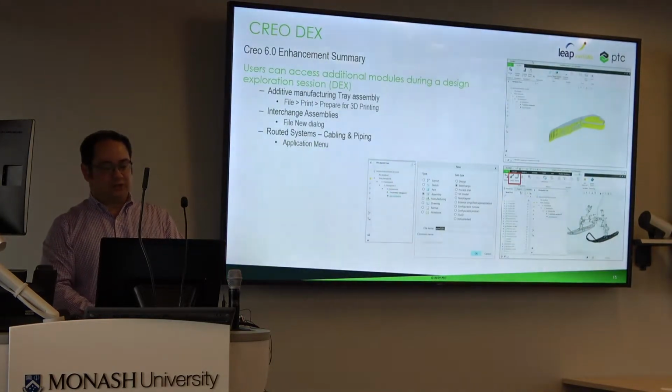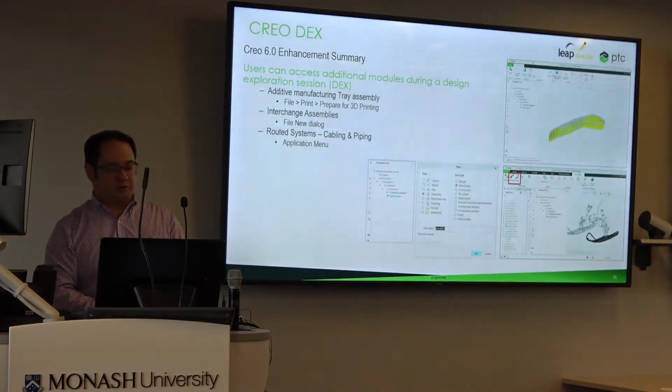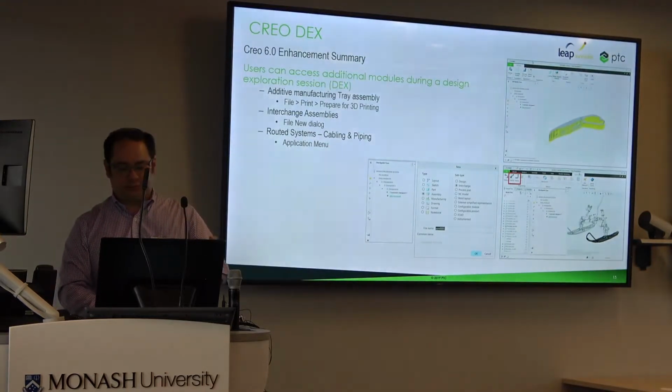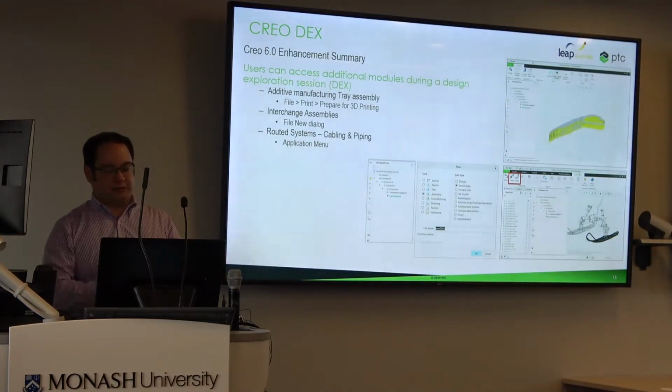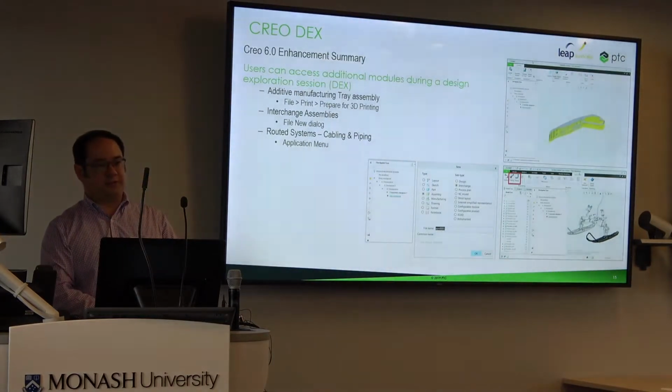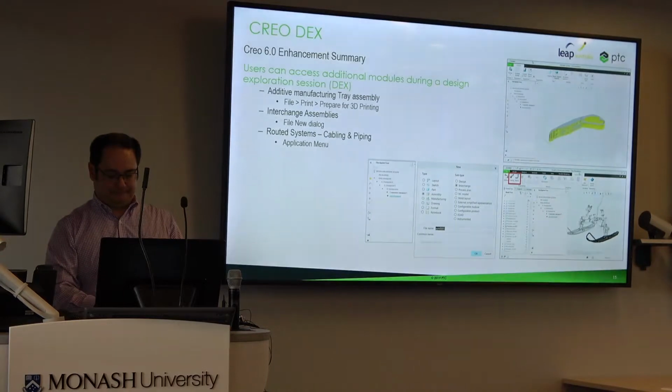Inside Creo 6, DEX has added more support for more modes of Creo. So we can use DEX with printed tray assemblies, we can use it with interchange assemblies if you're looking at automatically swapping out different parts between each other, and also routed systems, so piping and cabling modules as well.